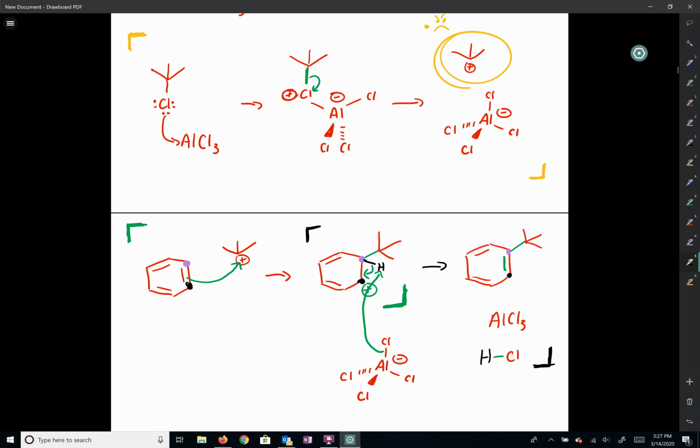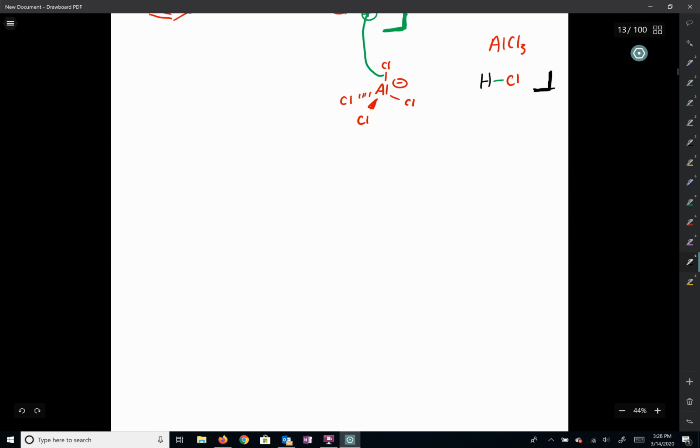Hopefully you guys are starting to see this pattern again, right? The mechanism isn't that complicated in this case, right? We just have those same three steps again. Generate electrophile, attack with the ring, reform the ring. Okay? The thing to pay attention to is forming the carbocation. Make sure you can. Alright? And check out for any rearrangements.